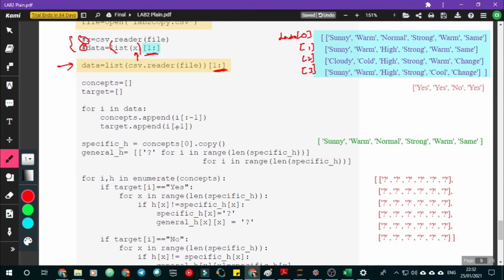Now what I need to know here, I need two things here. What I need: the specific hypothesis and the general hypothesis. Okay. The most important thing in this second candidate elimination algorithm is that the way we are programming is a little different. The way we programmed in the first was different, and here also different. What is the difference? Okay.